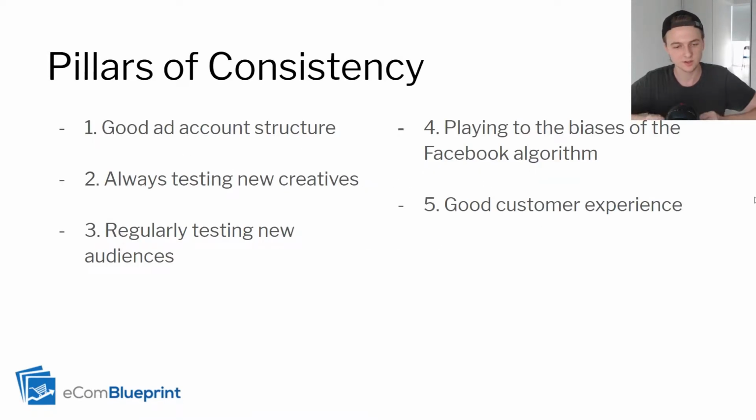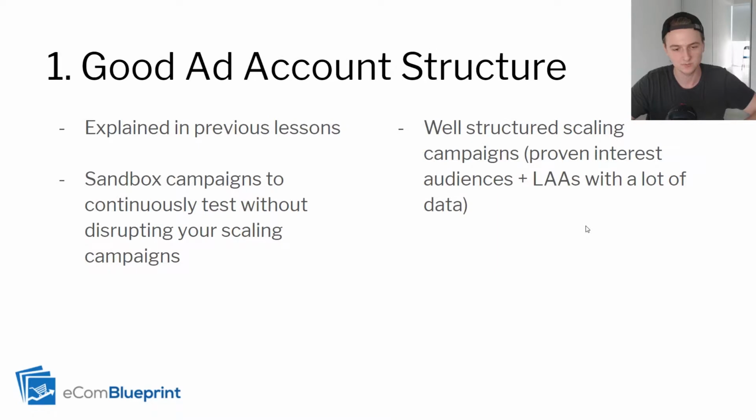All right, so what I'm going to do is I'm going to go over my pillars of consistency. So these are essentially the foundational things that you need in order to stay consistent with Facebook ads. And so I'm going to give you a quick overview right now of the 5 things, and then I'm going to dive more in depth for each one. So number 1 is good ad account structure. Number 2 is always testing new creatives. Number 3 is regularly testing new audiences. Number 4 is playing to the biases of the Facebook algorithm. And number 5 is good customer experience. So let's dive more into each one.